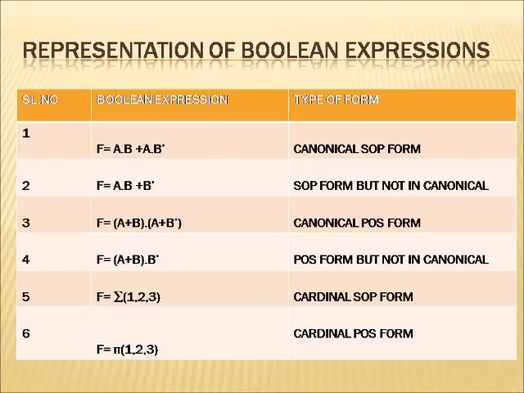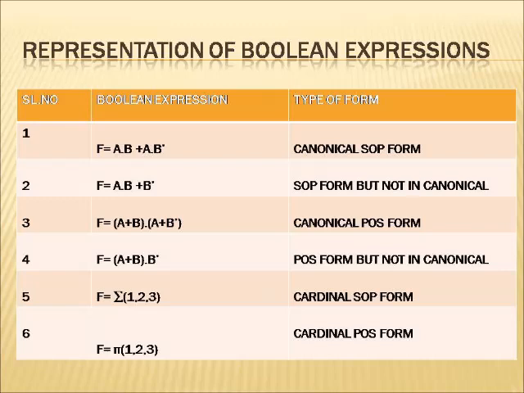Now see another example, example number 4, f is equal to a plus b dot b bar. We can say this expression is in the product of sum form but not in the canonical format. POS form means there are two terms, that is a plus b and b bar. In the second term, that is b bar, a is missing. So we can say that it is in POS form but not in the canonical form.